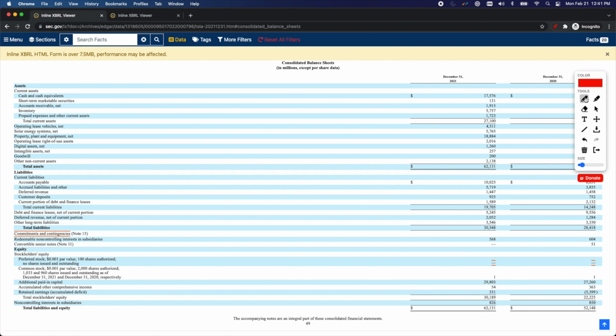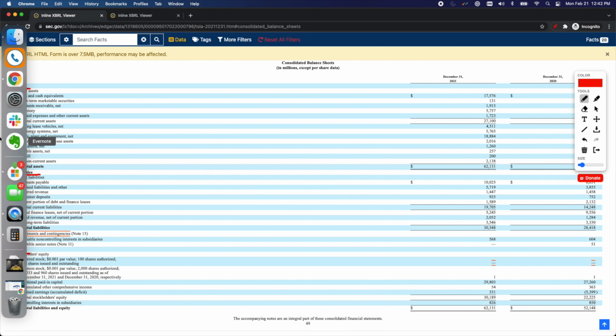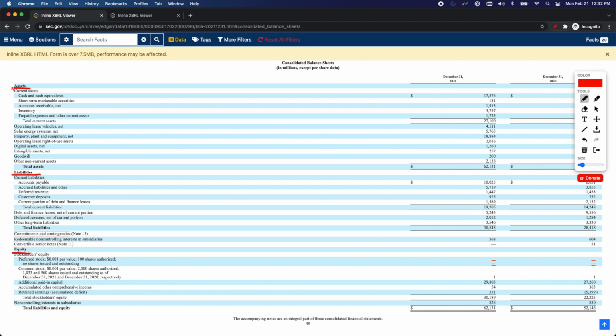Perfect. So here we have all the elements that we discussed. We have the assets, the liabilities, and the equity. Under assets we have the current assets over here. They have their own section, and everything outside of that would be non-current assets. The same goes for liabilities. Under current liabilities we have all the current liabilities, and outside of that we will have the long-term liabilities.